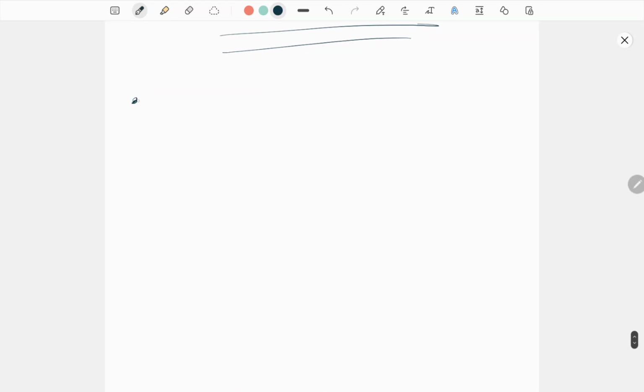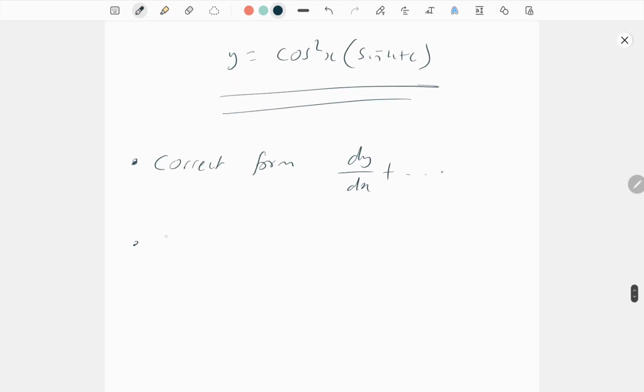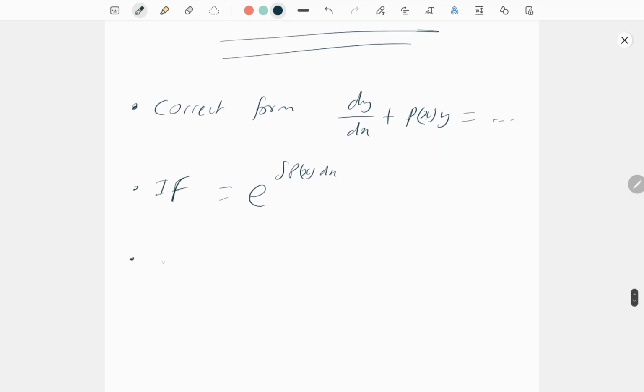Right, so steps. You need to make sure that it's in the correct form. So basically there should be nothing next to the dy by dx. Second step is the integrating factor. So that's e to the power of the integral of p x dx. Okay, so if this was on this, p x is the thing next to the y. After you've rearranged it, so there's nothing next to the dy by dx, you find the integrating factor.